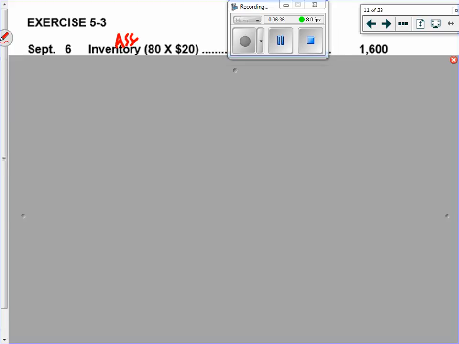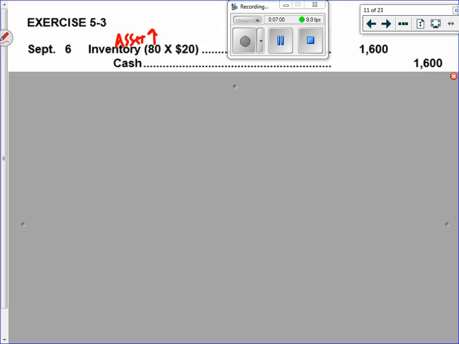Assets are increasing because we bought 80 calculators at $20 a crack. How do we pay for them? We are the retailer buying from a wholesaler. Cash. That's easy. Are we going to end up owing them any money later, or paying and getting within a discount period? No, because the cash is on the table. So cash is our credit.